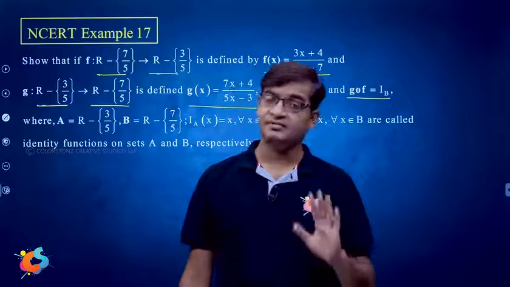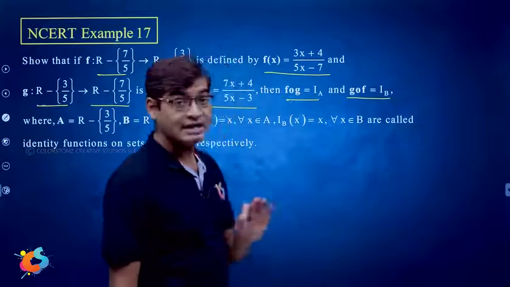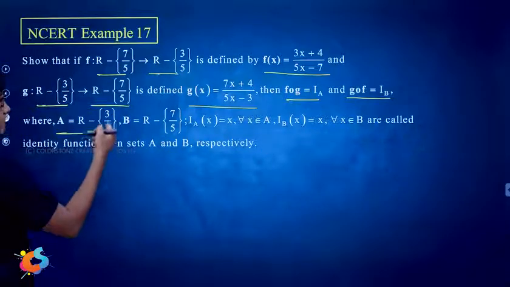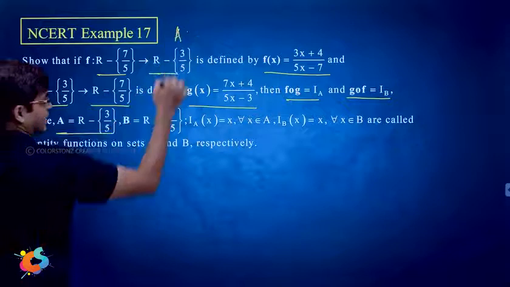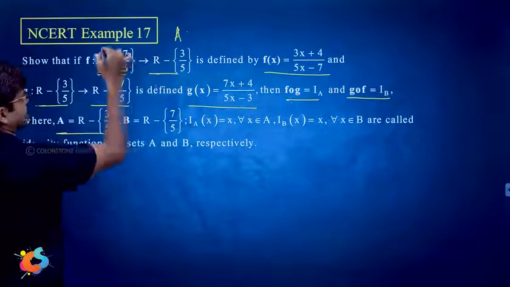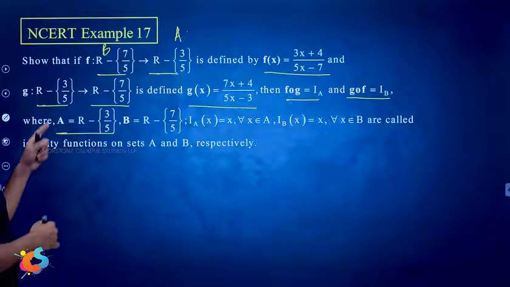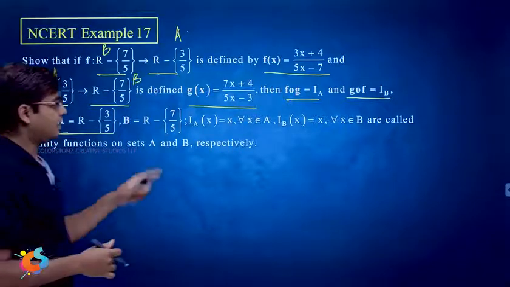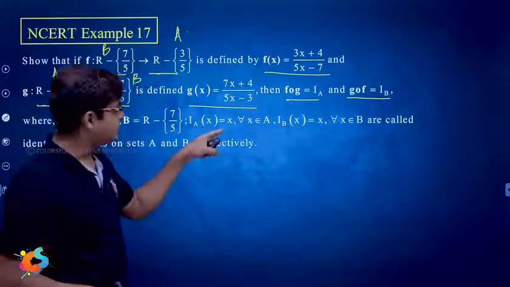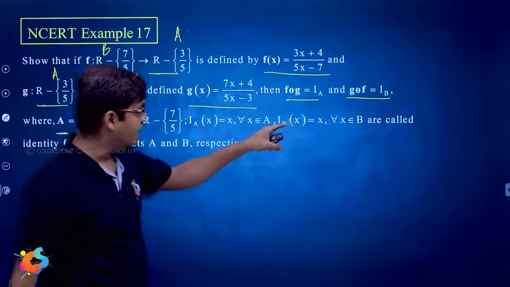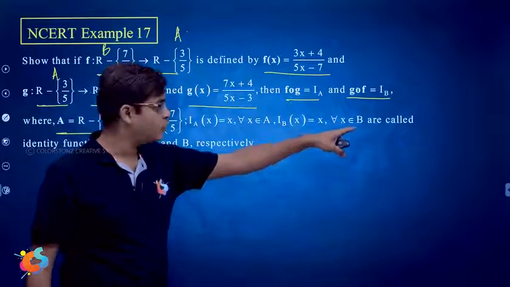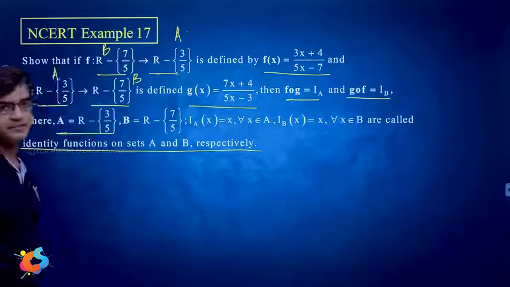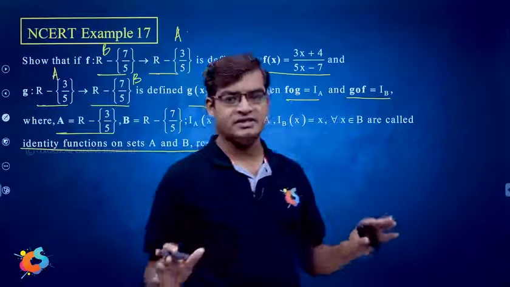IA is the identity function defined on set A and IB is the identity function defined on set B, where A is R minus 3 by 5. So this is A, and B is R minus 7 by 5. So this is B. In the same way, this is A here and this is B here. And here it is given IA of x is equal to x for all x belonging to A, and IB of x is equal to x for all x belonging to B, called identity functions on sets A and B respectively. So we know very well what an identity function is.